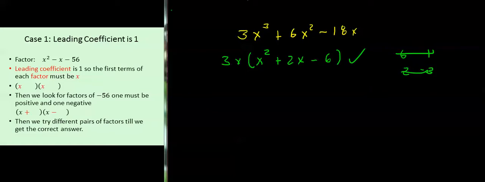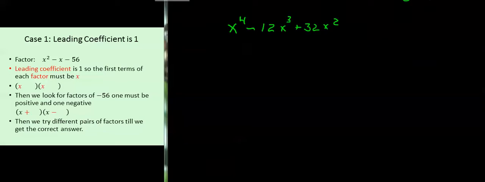All right, let's look at one last example. All right, x to the 4th minus 12x cubed plus 32x squared. All right. My greatest common factor is x squared, because I have 4, 3, and 2. I have at least 2 factors of x. And then I factor that out, x squared minus 12x plus 32.